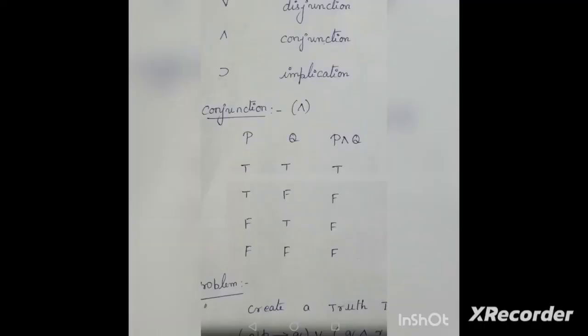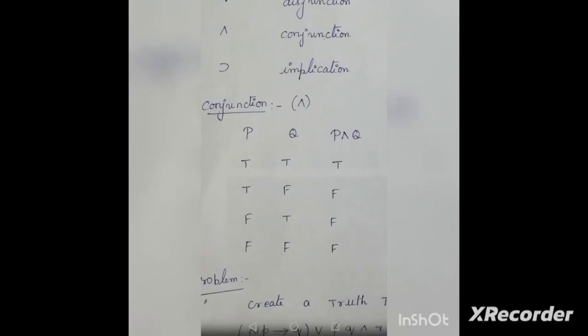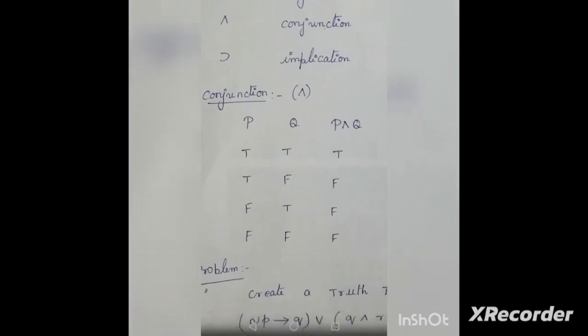Now we are going to calculate the values by using the conjunction method. If p is true and q is also true, then we get the value as true. If p is true and q is false, we get the answer as false. If p is false and q is true, we get the answer as false. If both are false, then we get the answer as false. That means only if every value of p and q is true do we get true for conjunction.